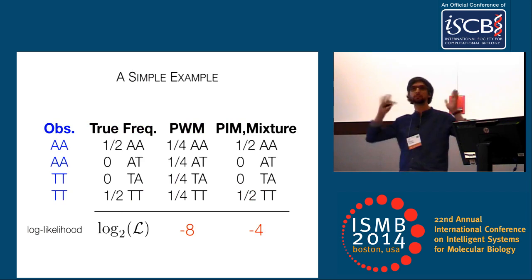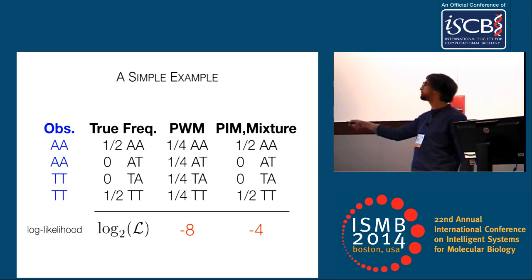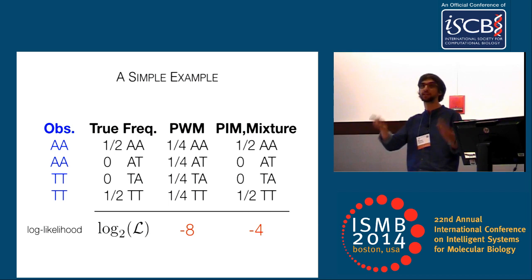Just to give a simple example to get our minds clear, let's say we observe AA, TT only. So we have half AA, half TT. Now, if I use a PWM, I will have half A, half T times half A, half T, so I will say I've got 1/4 of each possibility. Now, if I use the PIM or the mixture model, I will include these features in the model so that I actually have the right probabilities, and this can be measured by a log likelihood, for example. So this is how you can compare the models on the basis of how well they are able to fit the observed frequencies.